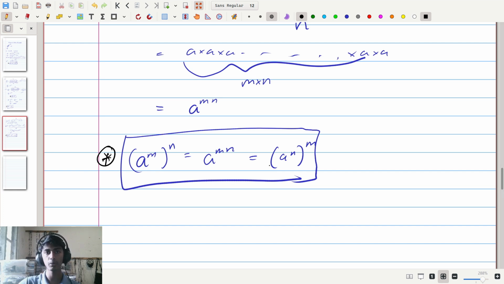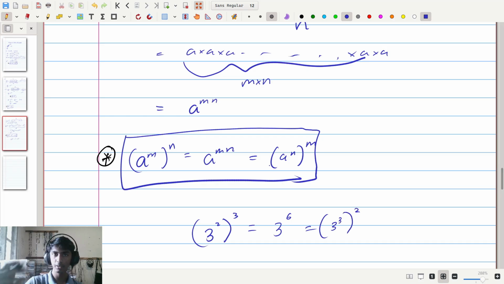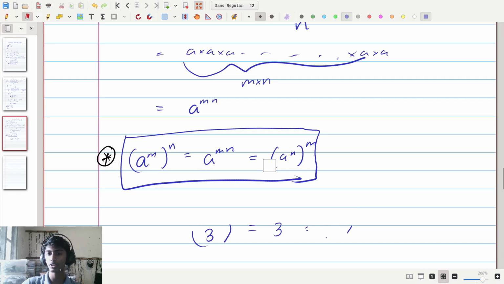Let's say we have, for example, 3 squared cubed. This is 3 to the power of 3 times 2, so 3 to the power of 6. It's also equal to 3 cubed squared. So you can rearrange these things however you want. You don't need to explain how you rearranged it. All of these index rules are generally taken as known things and are only there for you to apply them. No need to state them or prove them.